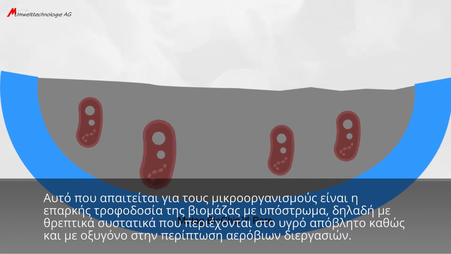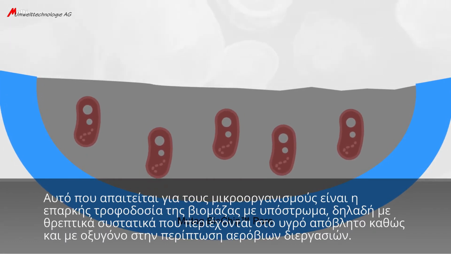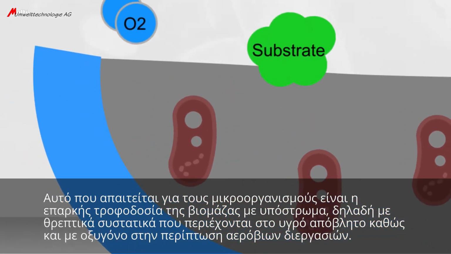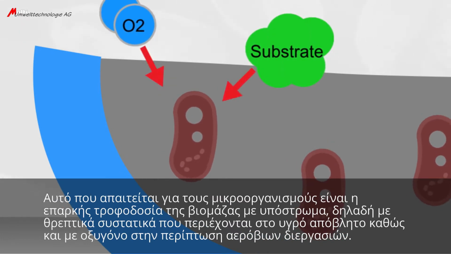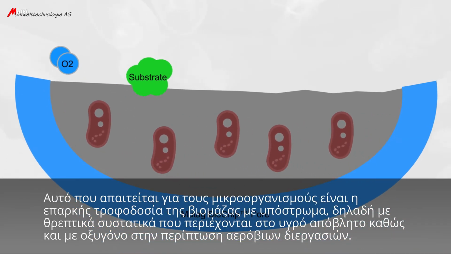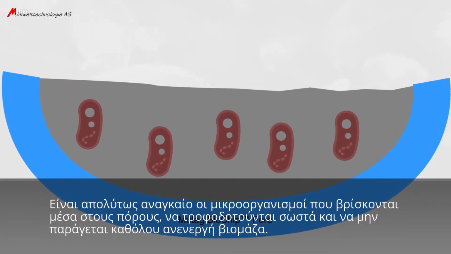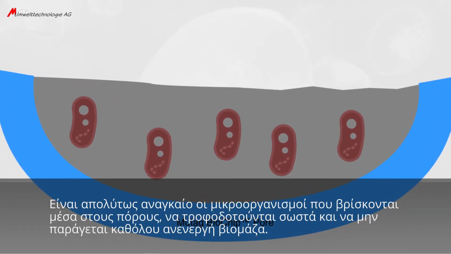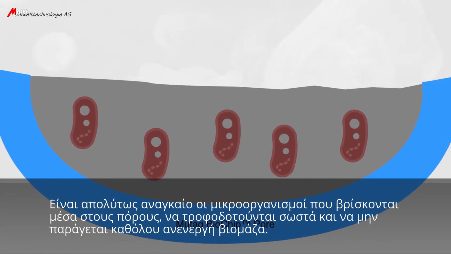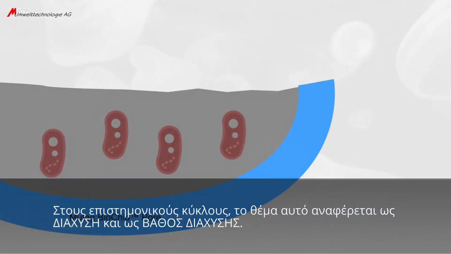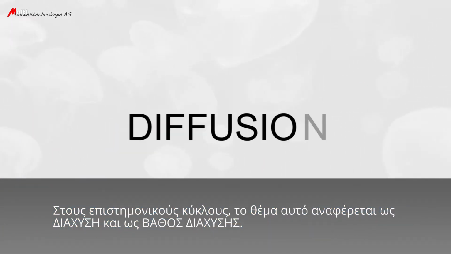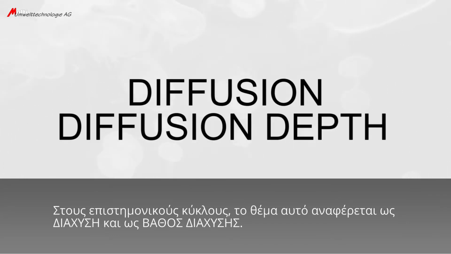What is essential for the microorganisms is a sufficient supply of the biomass with substrate, or more specifically, nutrients contained in the water and oxygen in case of aerobic processes. It is crucial that the organisms in the pores can be sufficiently supplied and that no inactive biomass can emerge. In professional circles, this issue is referred to as diffusion and diffusion depth.